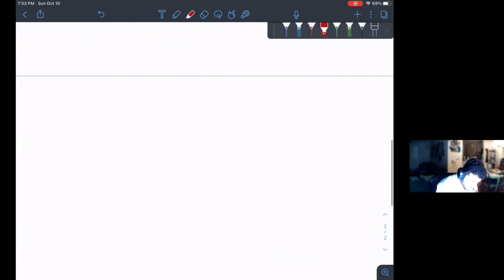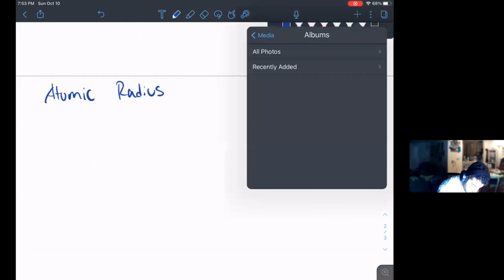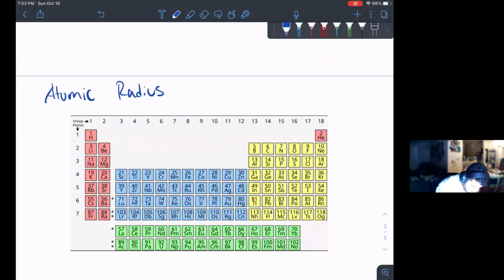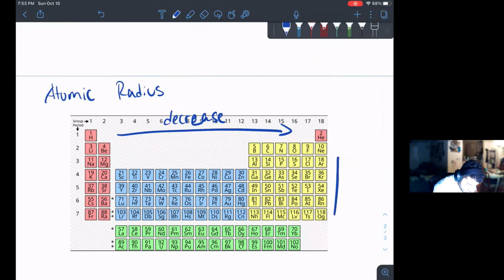So now we're going to hop right into my favorite trend, atomic radius. So if we go ahead and look at a picture of the periodic table, atomic radius is going to decrease going from left to right, and it's going to also decrease going from bottom to top. That's going to make helium the smallest.